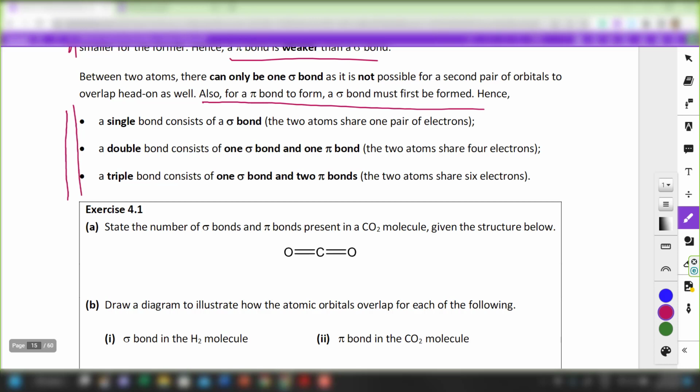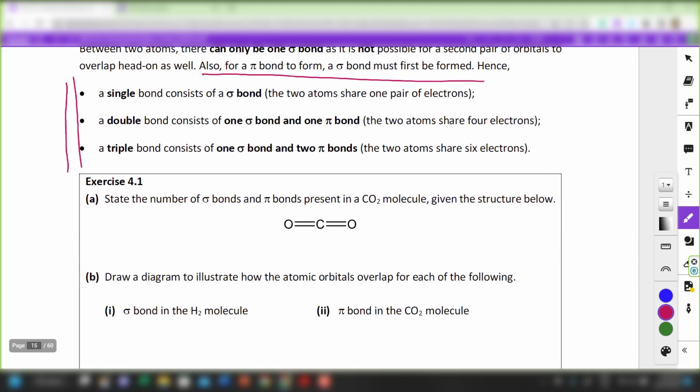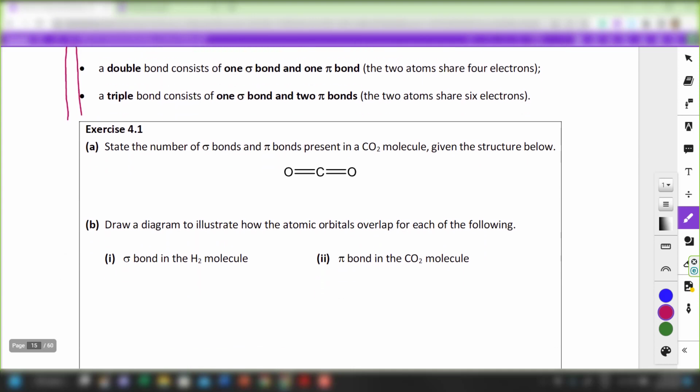Is it possible to have a quadruple bond? That is, can you have 4 bonds between two atoms? It is possible, but not within the scope of the H2 curriculum. The fourth bond is not sigma and it's not pi. If you are interested to find out more, you can read up beyond what we have in the H2 curriculum. We will not discuss anything beyond a triple bond.